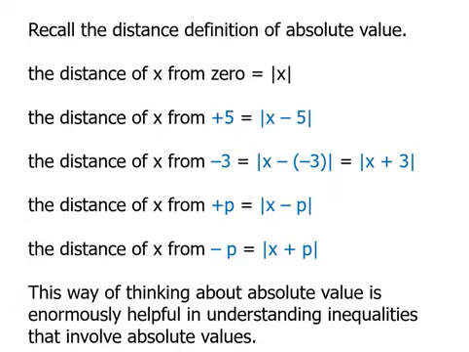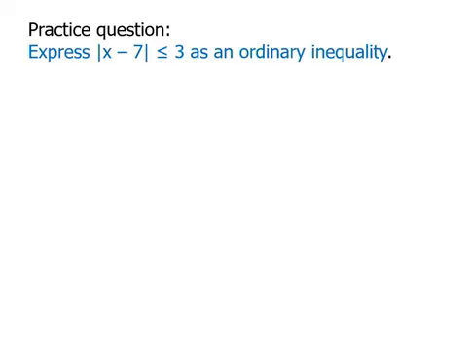This way of thinking about absolute value in terms of distance is enormously helpful in understanding inequalities that involve absolute value. Here's a practice question. Express absolute value of x minus 7 is less than 3 as an ordinary inequality. Pause the video and think about this for a moment.